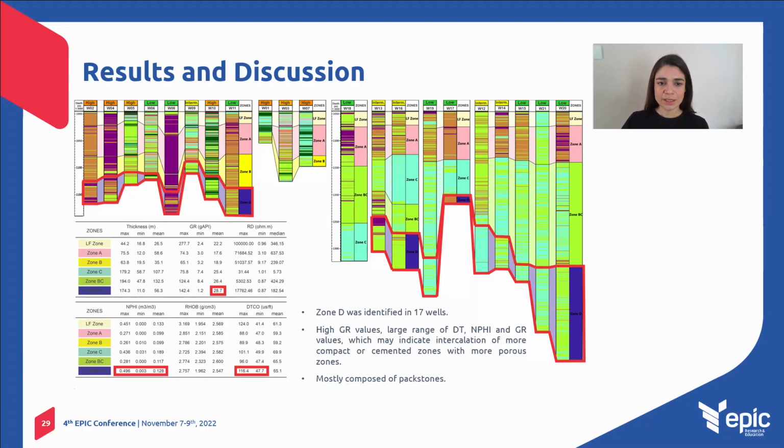Zone D was identified in 17 wells, and it shows high gamma ray values and a large range of sonic, neutron porosity, and gamma ray values, which may indicate intercalation of more compact or cemented zones with more porous zones. And the zone is composed mostly of packstones, but it also shows significant content of grainstones, hudstones, mudstones, spherulite stones, and shrubstones.